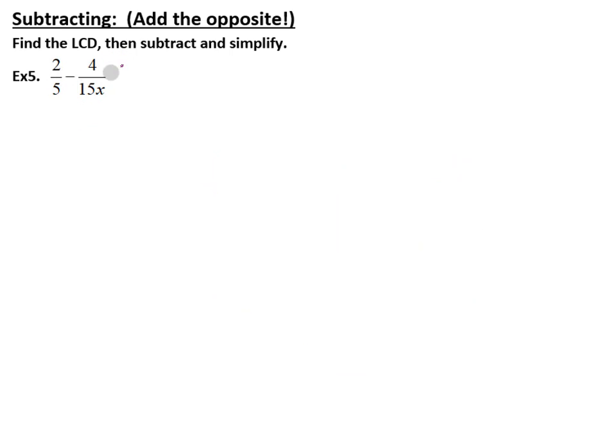Okay, now when you're subtracting, you need to be more careful. And I find that this definitely helps. Change it to adding the opposite. Now here's where you need to be careful. We are going to add the opposite of the entire second numerator. Now note in this case, there's just a 4 there, but if there's an expression, you need to distribute that negative sign to everything in the top.